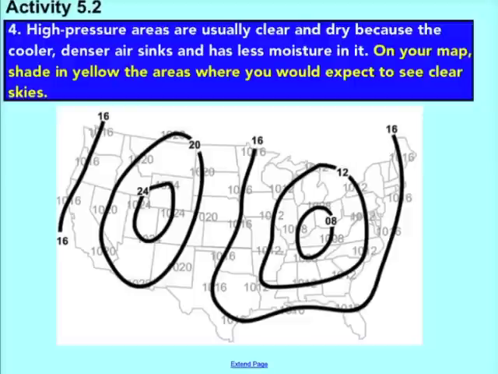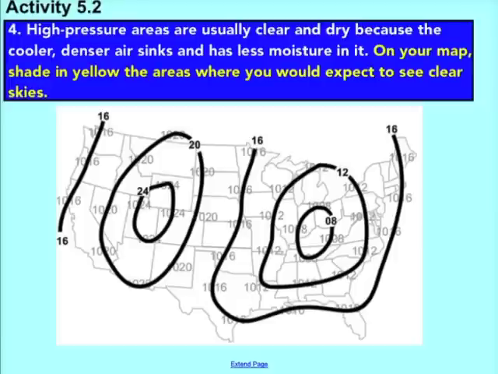And then finally, it wants you to do a fourth thing. On your map, shade in yellow where there are areas that you would expect to see clear skies. And again, if you have high pressure areas, it's usually clear, it's usually dry because the cooler, denser air sinks and has less moisture in it.